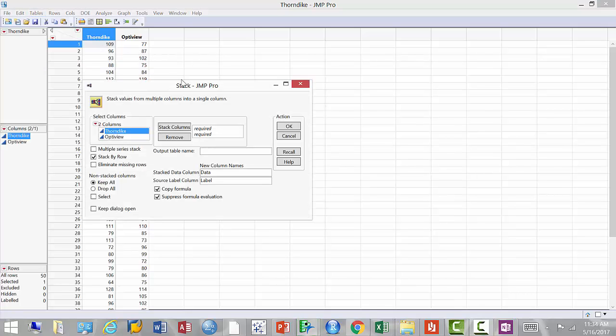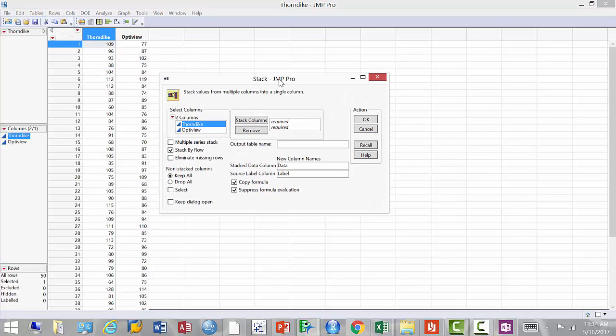So let's click Stack. And first of all, I have to tell JMP which columns I want to stack. And stacking literally means I'm going to take one set of numbers and another set of numbers and place them in the same column, right? One pretty much on top of another, right? That's what stacking is. I want to stack both of these columns into one, right? So I have to pick both of them and I'm going to say stack these columns.